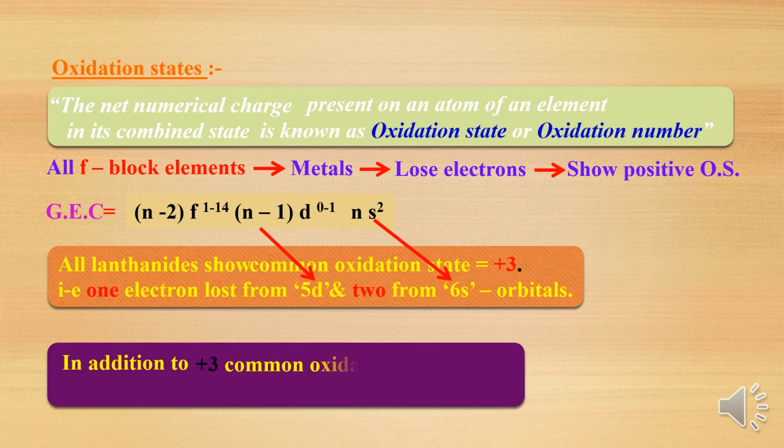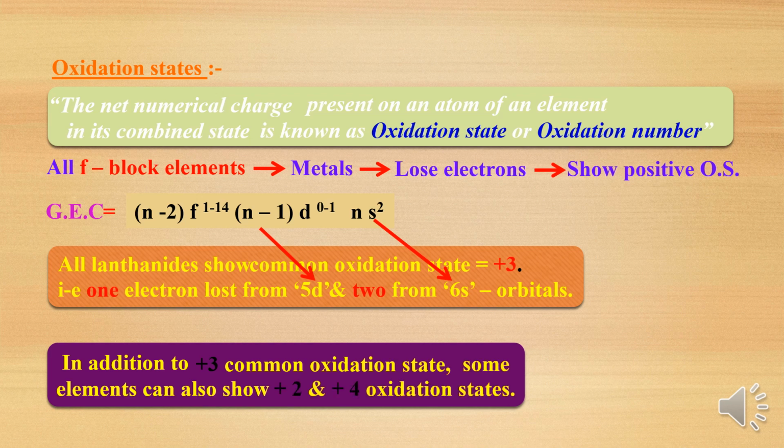Now, in addition to the common +3 oxidation state, some elements can also show +2 and +4 oxidation states. Again, this is due to stability. For extra stability, they show +2 and +4 oxidation states. Vacant orbitals, half-filled orbitals, and completely filled orbitals are more stable. To achieve that electronic configuration, they show +2 as well as +4 oxidation states.